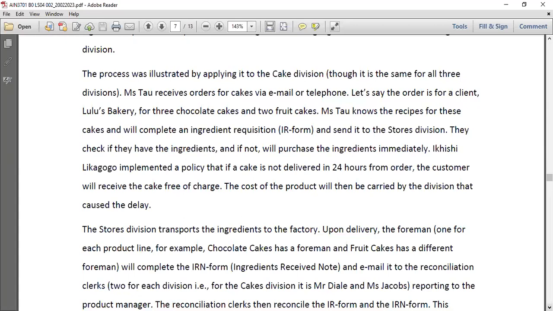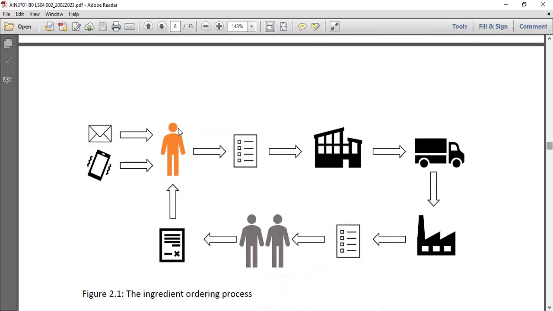They say the process was illustrated by applying it to the cake division, though it is the same for all three divisions. Miss Tau receives orders for cakes via email or telephone. So this is Miss Tau here receiving via email or what? Or phone. Right. So it's this part here. That's Miss Tau receiving what? This is a mail and this is phone. Right.